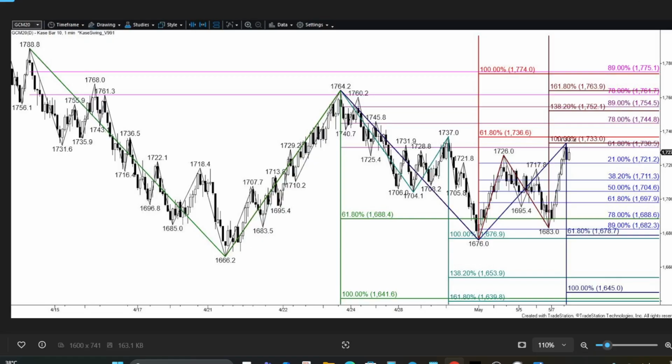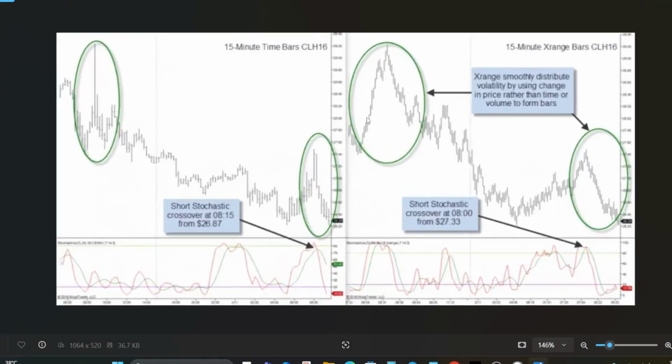In this video, we are diving deep into one of the most powerful charting techniques out there. Specifically, we are going to be looking at the Kase bar chart.